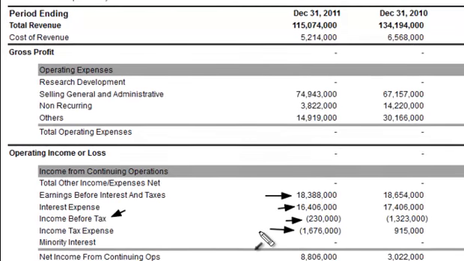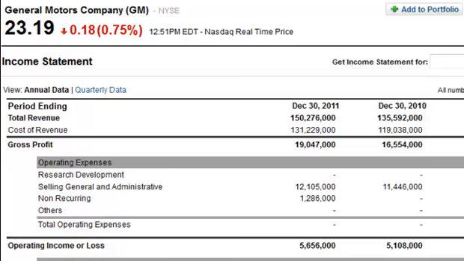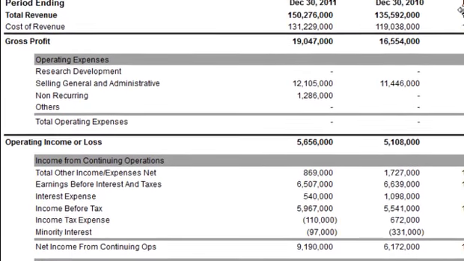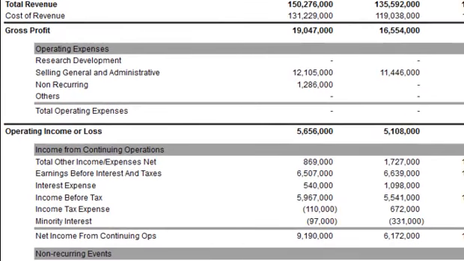And let's look at one more example. Okay, now we're looking at the General Motors Company. You can see that we're looking at, again, the income statement, and you're looking at the annual data. You scroll on down here. This is the reported period for December 30th, 2011. Scroll on down a little bit further. Income before tax, you're seeing $5.9 billion. The income tax expense, negative $110 million.